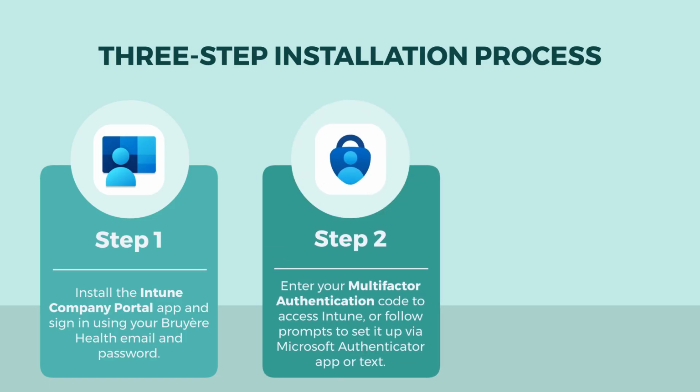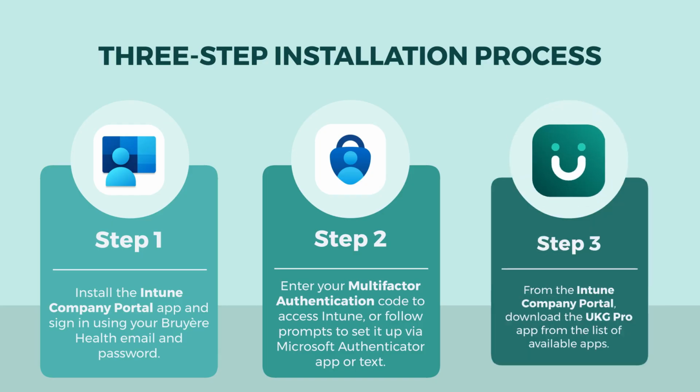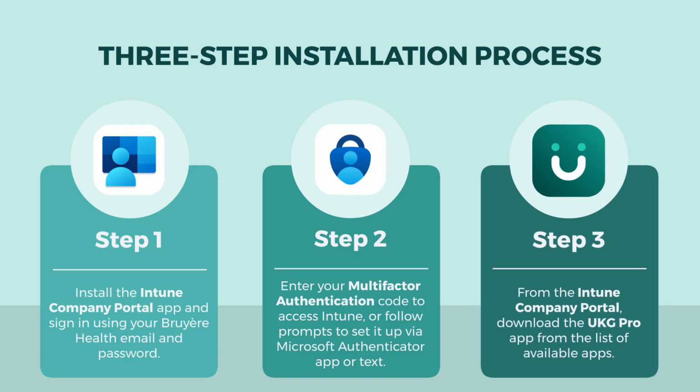Next, if you have already set up multi-factor authentication, enter your verification code to access the Intune Company Portal. If not, follow the prompts to set it up by either installing the Microsoft Authenticator app from the App Store or Google Play, or by choosing to receive a verification code by text. Once authentication is complete, you'll have access to the company portal, and from there, locate the UKG Pro app in the list of available apps and download it.